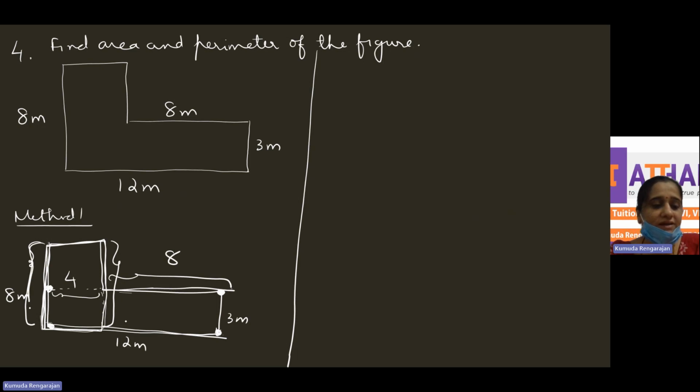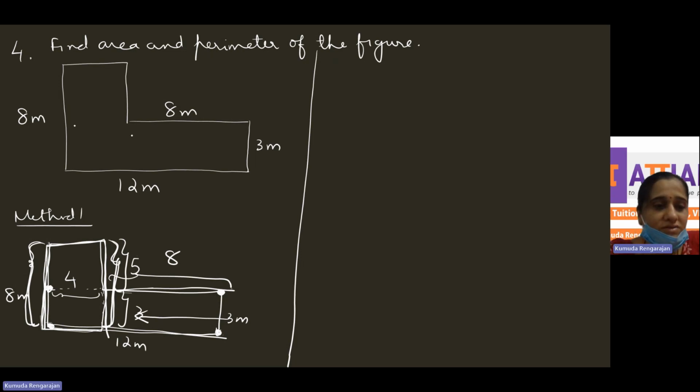See here. This is 8, yes or no? Now, if you join this like this, opposite sides are equal. So this also will be 8. How much is it from here to here? 3, because this one is 3. So this also will be 3. So what is the remaining portion here? 5. 5 plus 3 is 8.